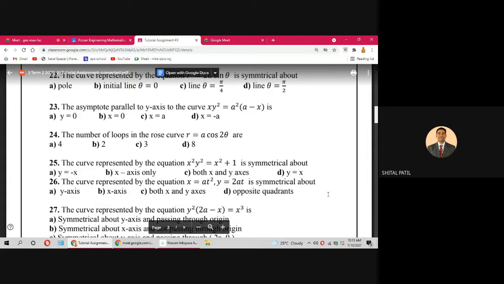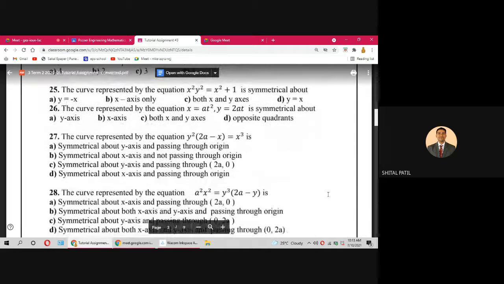Question number 26. See the x equal to a t square, parametric equation. So power of t is 2. So x is even. Right? We have to check the power of t only. Don't have to check the power of x. Whereas y equal to 2at, odd function. X is even function, y is odd function. So symmetry about the y axis. Y is odd, symmetry about y axis. Question number 26, A option.